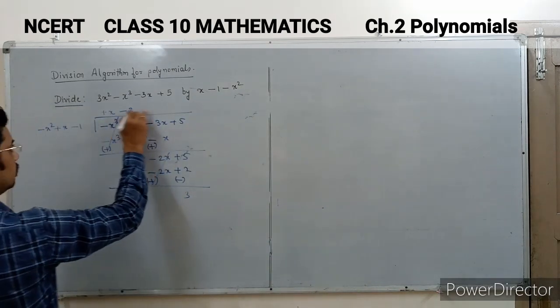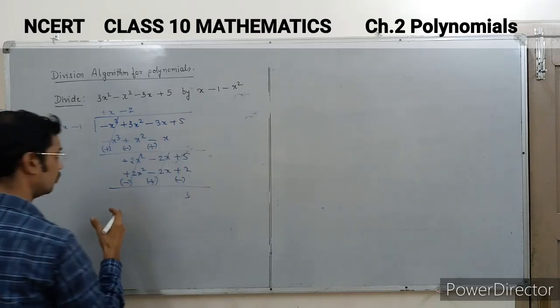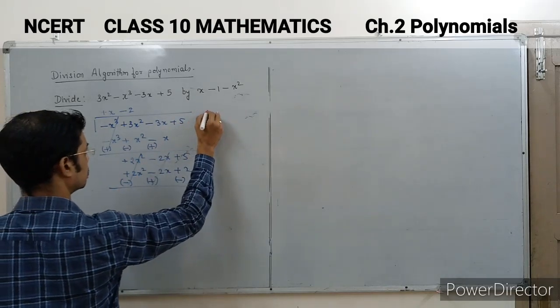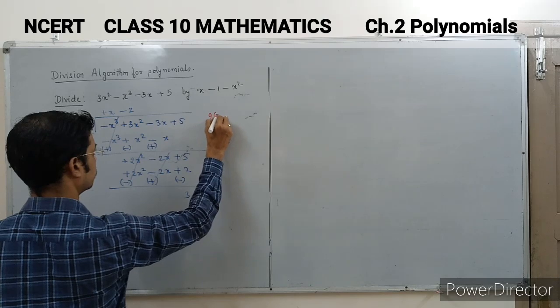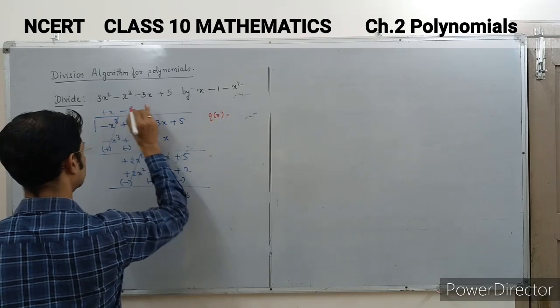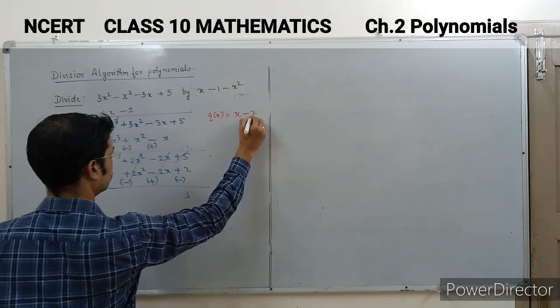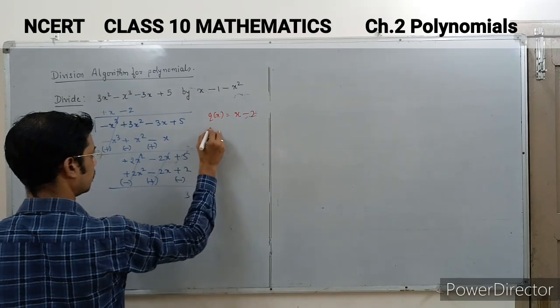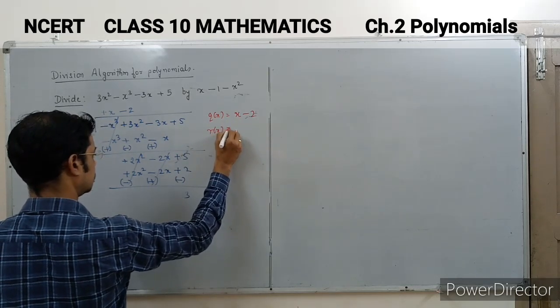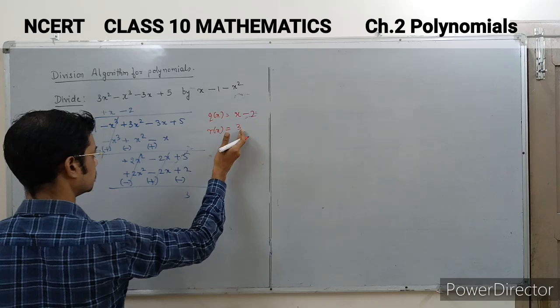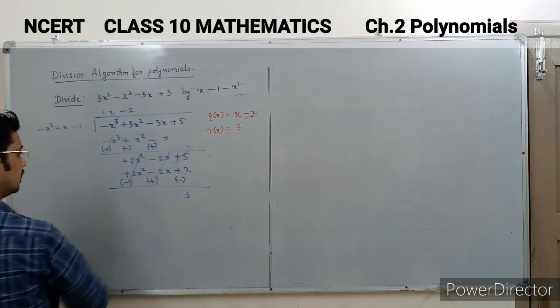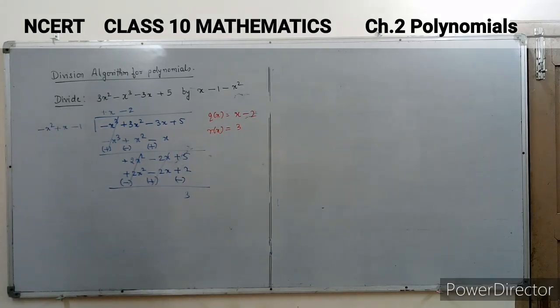Okay, here also we can observe this is the quotient polynomial. So what is the quotient? Let us write down the quotient, which is q of x. Q of x will be equal to x plus x minus 2, and the remainder r of x is equal to 3. Clearly this remainder has lesser degree than that of the divisor polynomial. Okay, now let us verify division algorithm for these two polynomials.